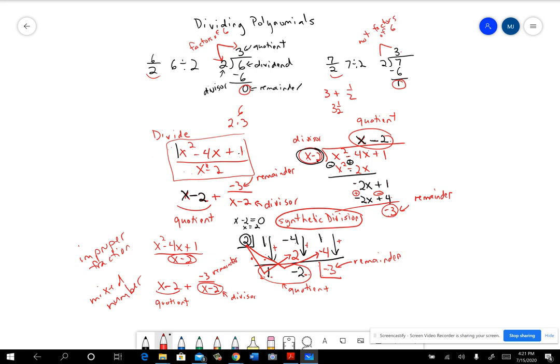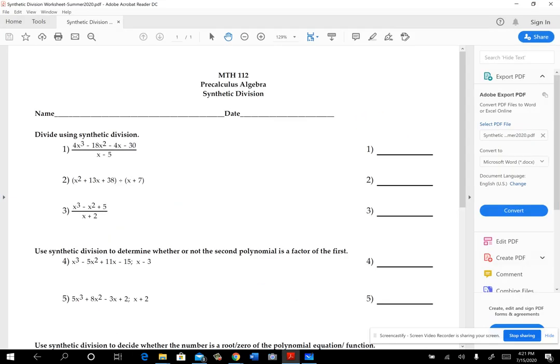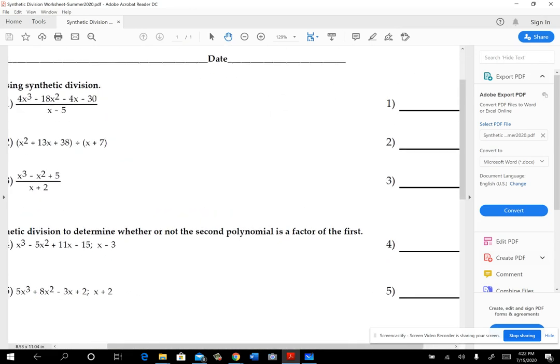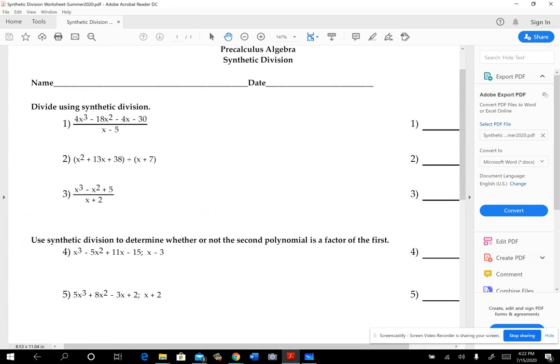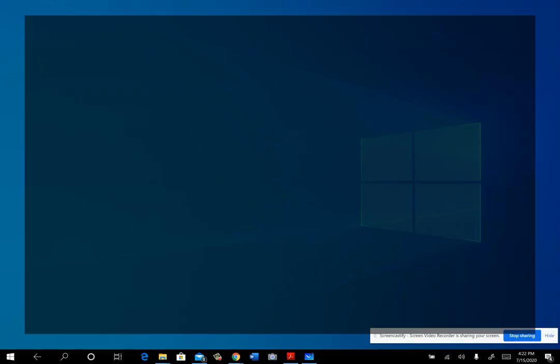All right, so what I'm going to do now is move over to some examples we're going to be able to work through, primarily just for practice with synthetic division and what you can do with it. Synthetic division can be used to do the division anytime you have a denominator that is linear. All right, so let's look at these.